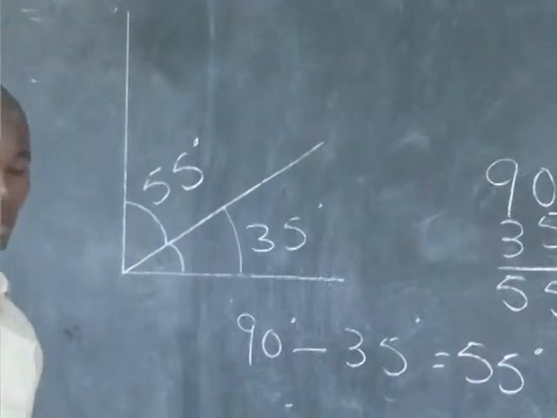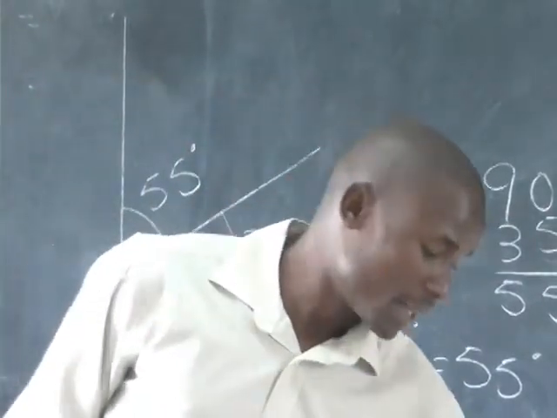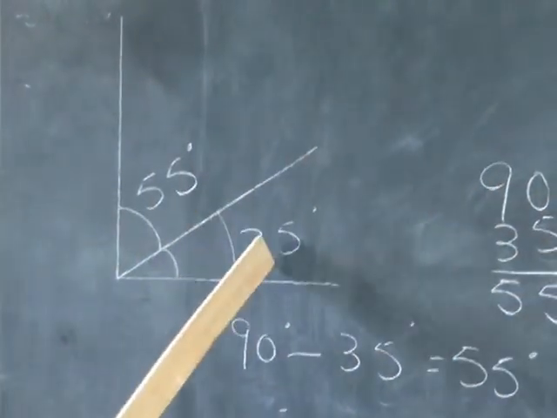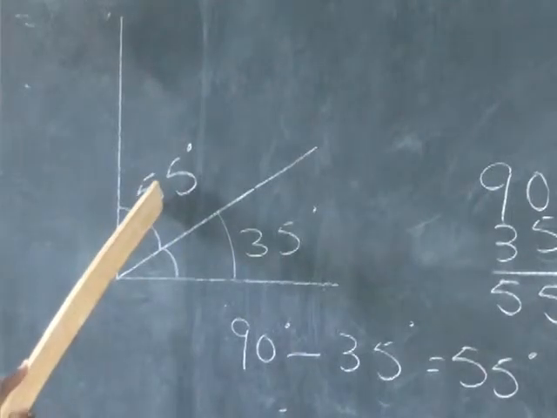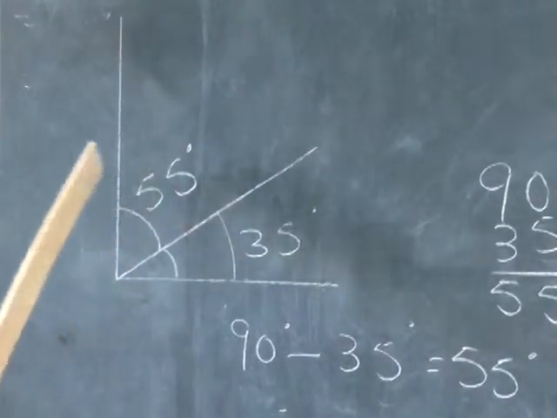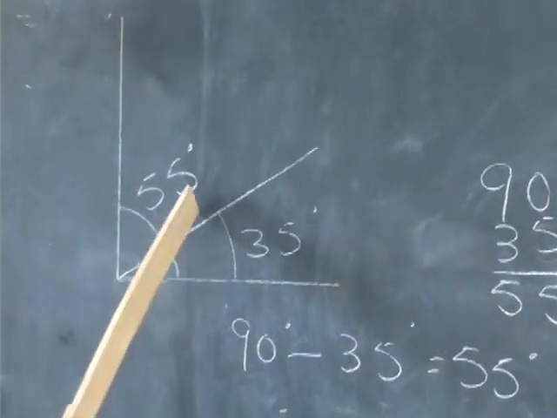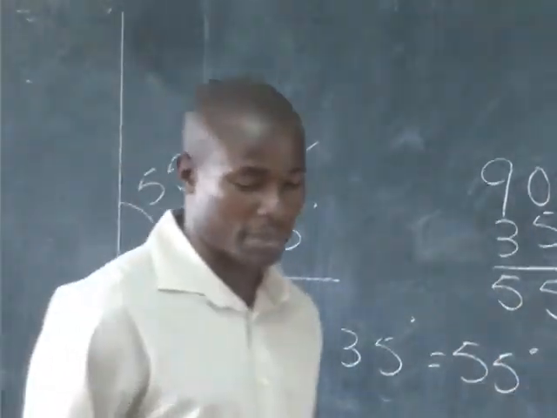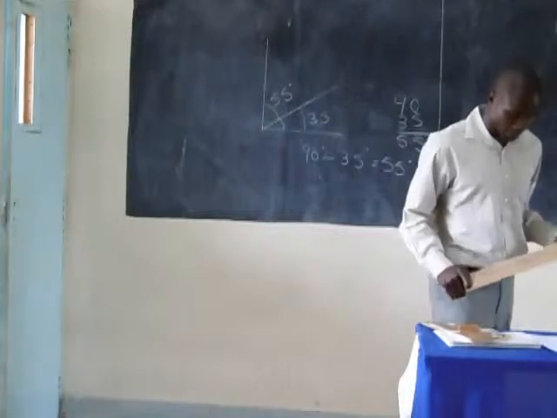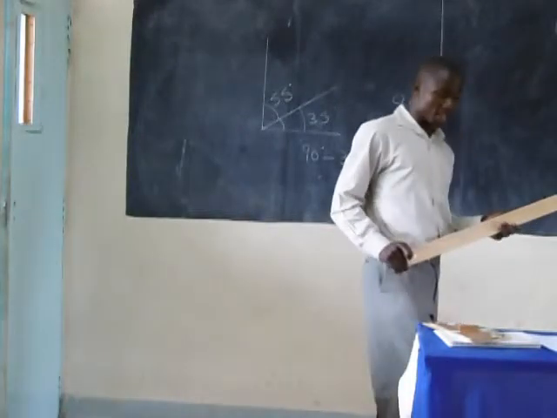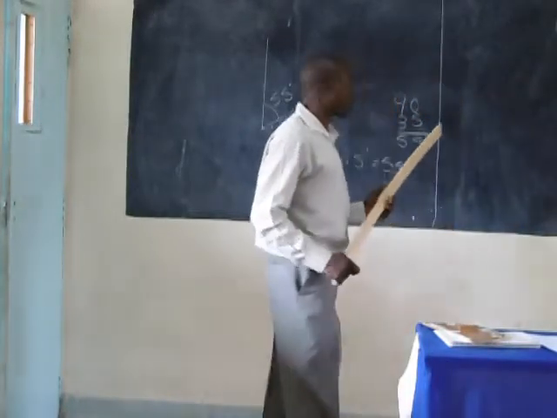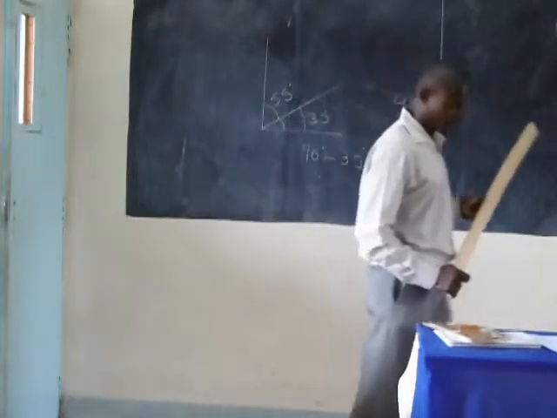And that is all about complements. And we say that now 35 degrees is complement to 55 degrees. And therefore we say 35 degrees and 55 degrees are complements. They are what, class? Very good. They are complements.